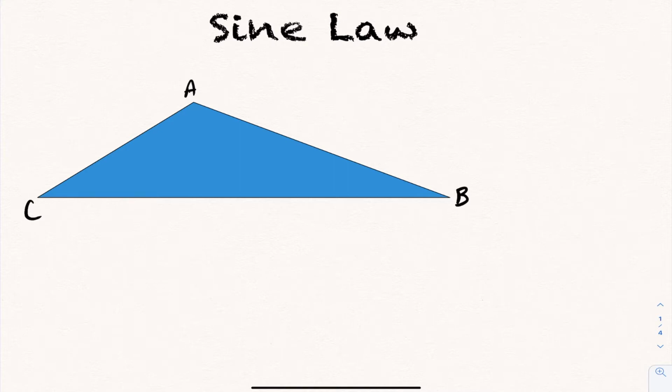Now we want to take a look at what do you do if you have a triangle that is not a right angle. What are some techniques that we have? The first technique we have to work with is the sine law.